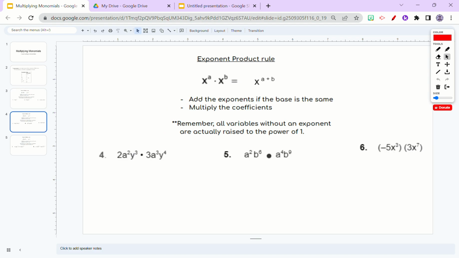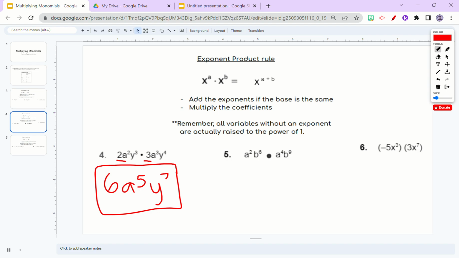Okay, so here we are. We've got 2a squared y cubed times 3a cubed y to the 4th. So we're going to start with our coefficients. 2 times 3, and we get 6. Then we have a for our base. Now we need the sum of the exponents that are attached to the a's. So 2 plus 3 is 5. And then we have y to the, let's add 3 to the 3 and 4, so 7. We have 6a to the 5th, y to the 7th power.